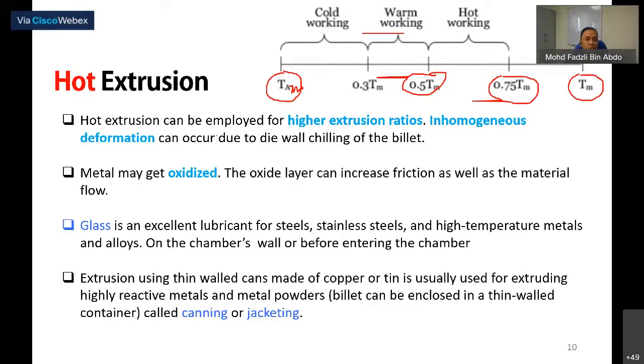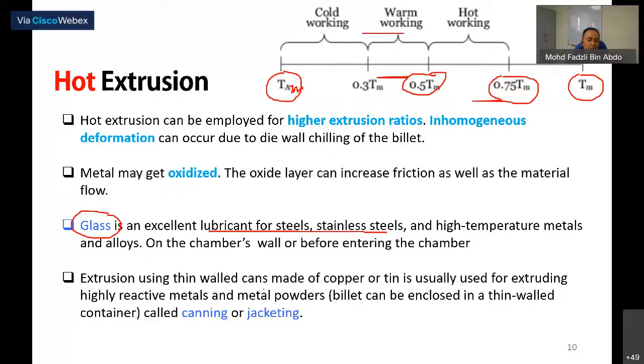Okay. Hot extrusion can be employed for higher extrusion ratio, maksudnya higher extrusion ratio yang tinggi yang tadi yang saya dah tunjuk tadi. Inhomogeneous deformation can occur due to die wall chilling of the billet. Metal may be oxidized, yang tadi saya cakap, metal mungkin teroxide. The oxide layer can increase friction as well as the material flow. And then glass is an excellent lubricant for steel, stainless steel, and high temperature metal and alloy. On the chamber's wall or before entering the chamber, glass adalah kita punya lubricant lah untuk steel, untuk stainless steel, untuk senang remove tadi kan, ataupun untuk senang dia extrude.